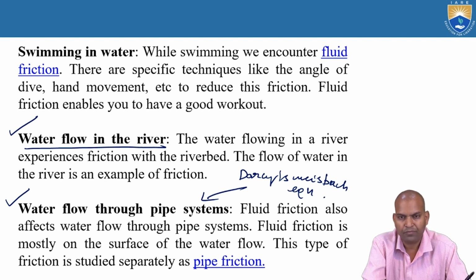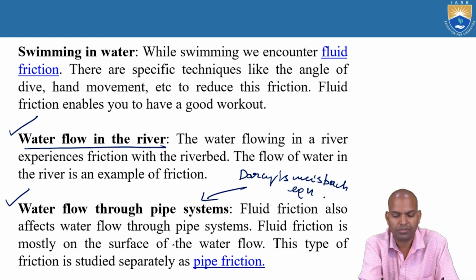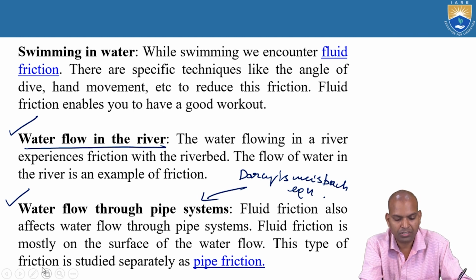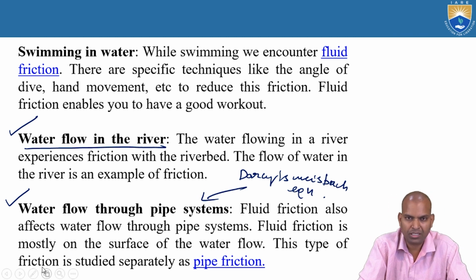There we will study that fluid friction is highly harmful here, as it reduces the head or force of the water. Fluid friction also affects water flow through pipe systems. Fluid friction is mostly on the surface of the water flow. This type of friction is studied as pipe friction. Here, as I mentioned, the Darcy-Weisbach equation.